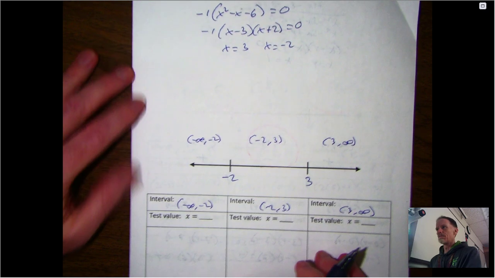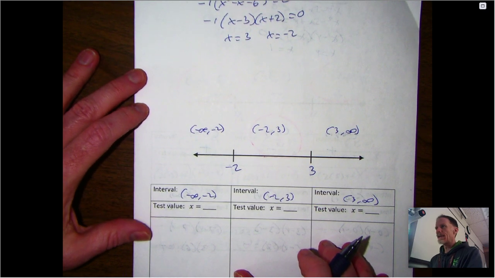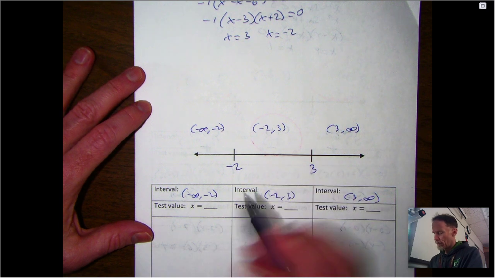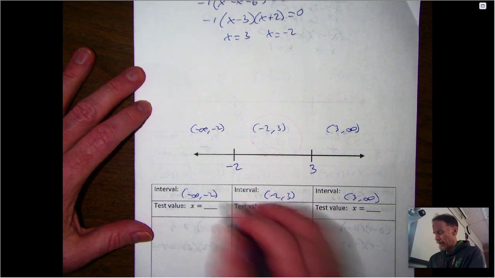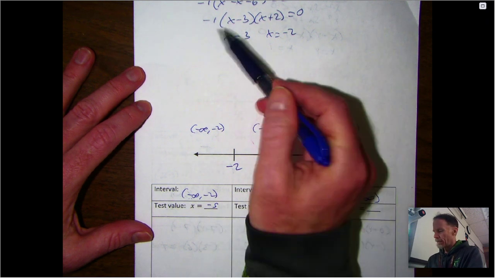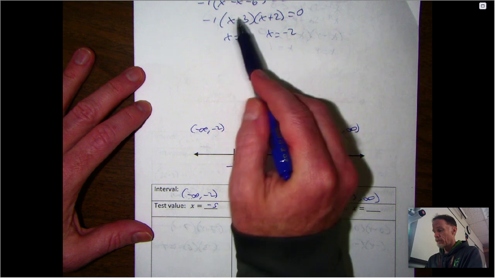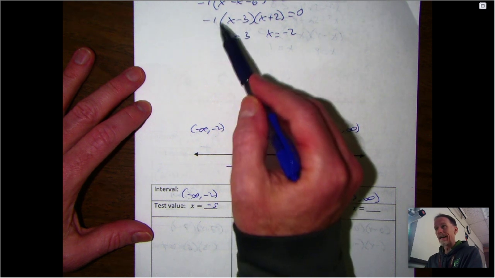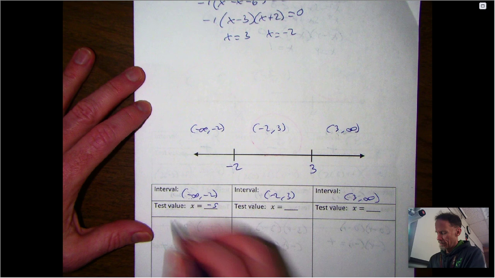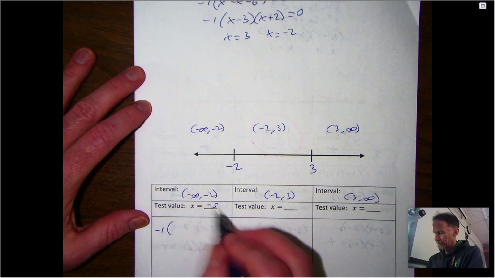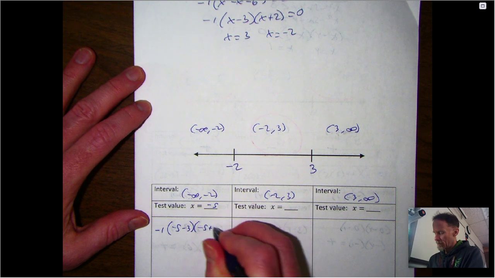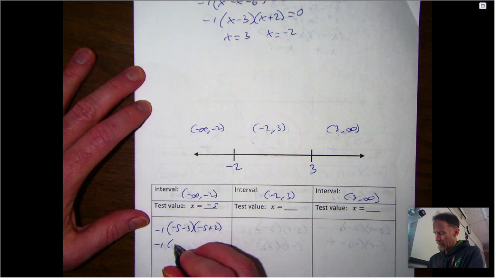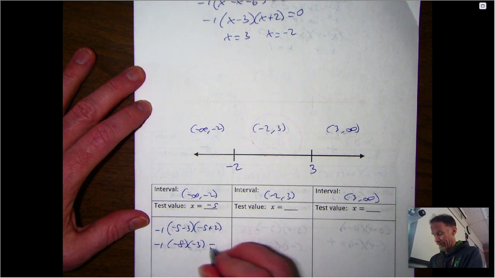And we still pick our numbers. The only catch on this particular example, when we're choosing our numbers, like anything between negative infinity and negative 2, I'll pick negative 5. Don't forget when you plug it in, again, still use factored form, but don't forget about that leading negative 1 that we factored out, that GCF. So it would be a negative 1 times negative 5 minus 3 and negative 5 plus 2. So negative 1 times negative 8 times negative 3. 3 negatives would be a negative.